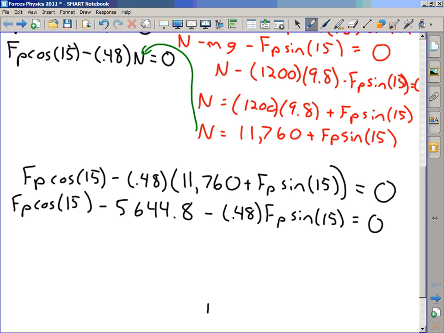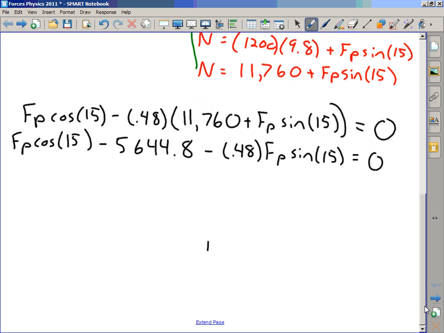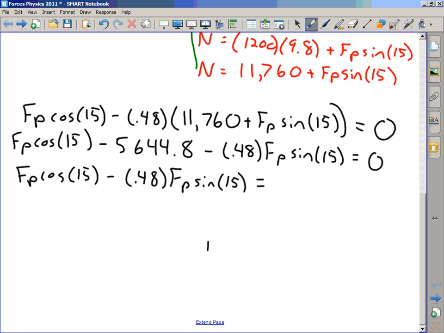Must distribute that negative sign. Now in group-like terms, let me move the pure number to one side. All right, that leaves me FP cosine 15 minus 0.48 FP sine 15 equaling 5644.8.